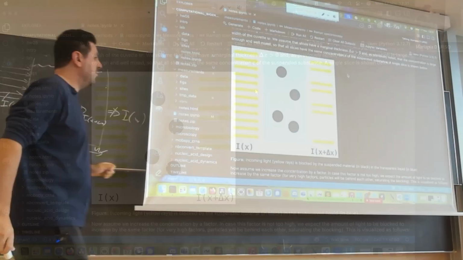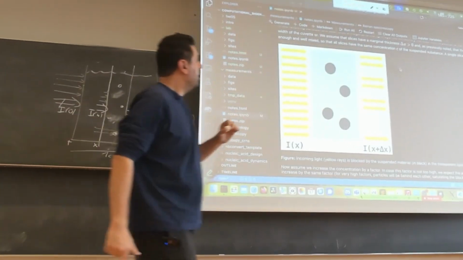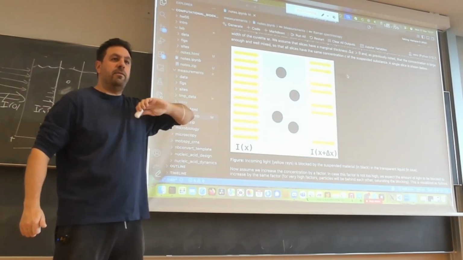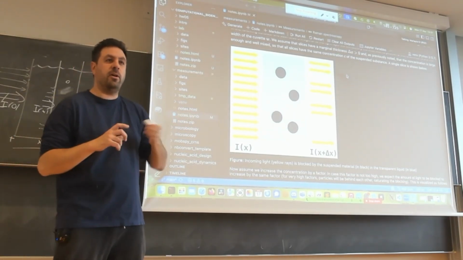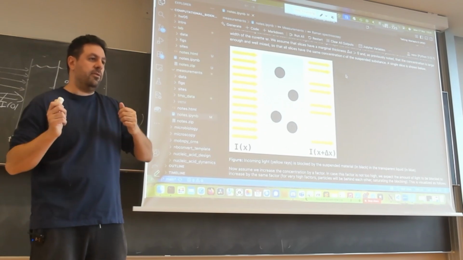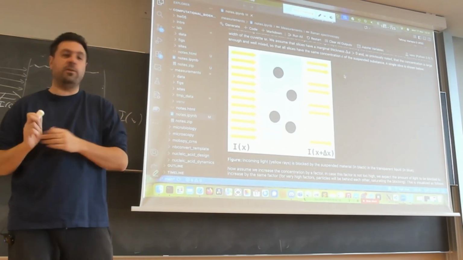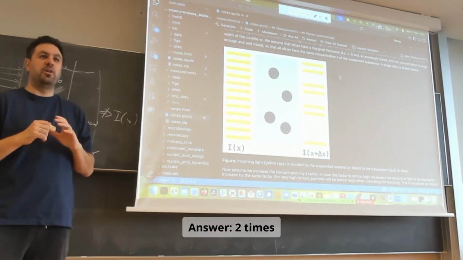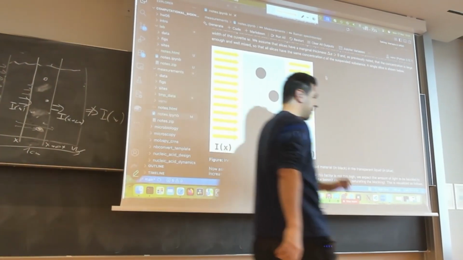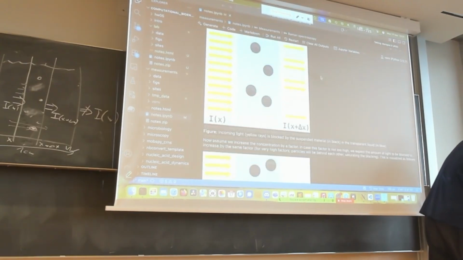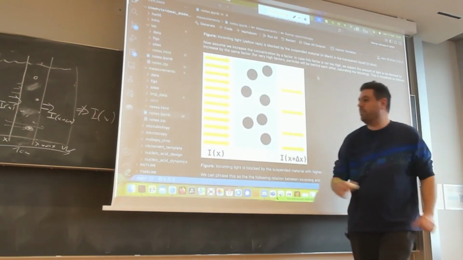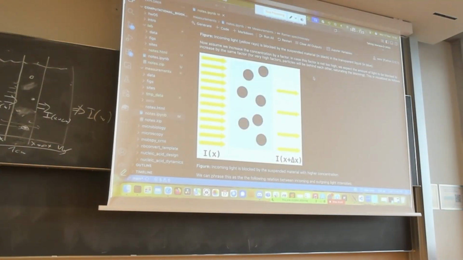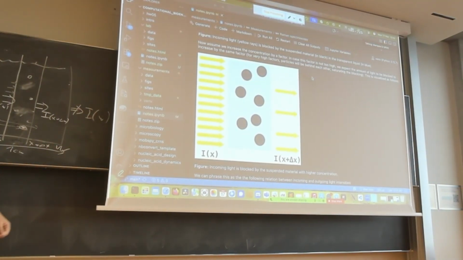Can you tell me, if I increase my concentration by a factor 2, that means suddenly I have double the particles. By how much will I reduce the light rays that go through? Yeah, exactly. It's very good. You see, it's very simple with this delta X. If we have a small slice, it's simply proportional to the concentration.